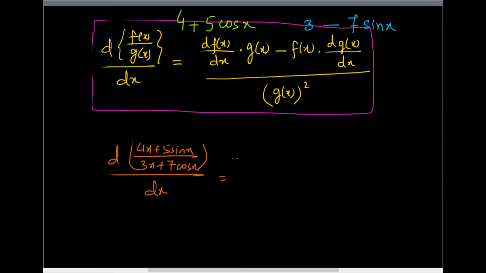So we can say this is equal to, first of all, the derivative of f(x), which is 4 plus 5 cos x. So we can say 4 plus 5 cos x times g(x). What is g(x) here? 3x plus 7 cos x, so cos x, not cos 2x. And then we'll put a minus sign as in the formula, and then f(x) is what? 4x plus 5 sin x.